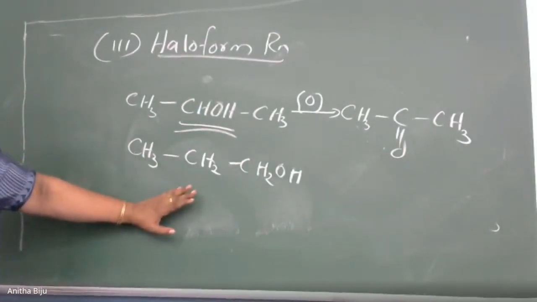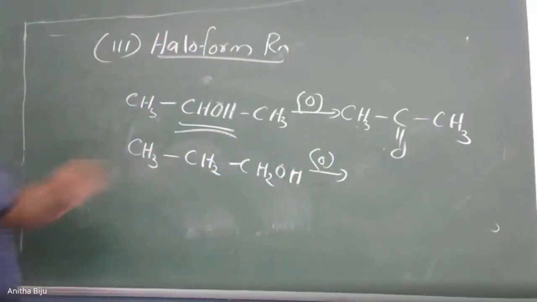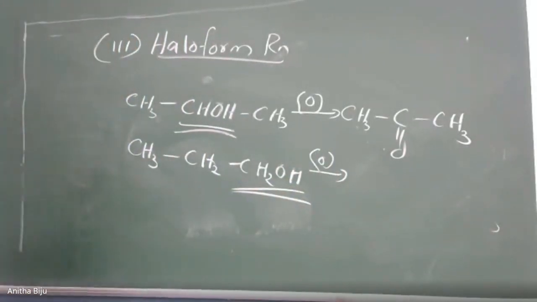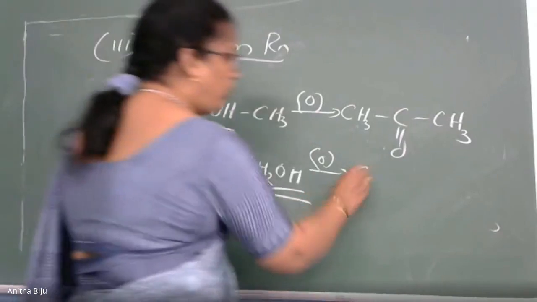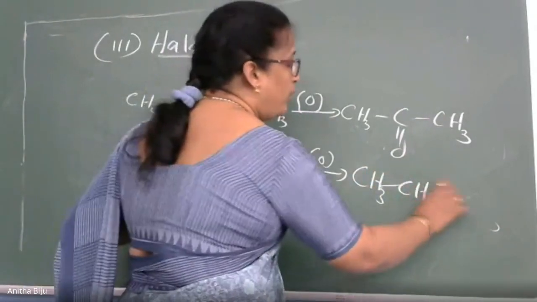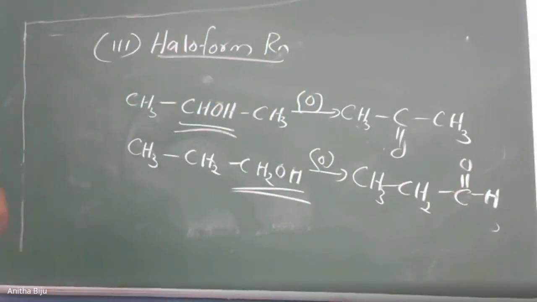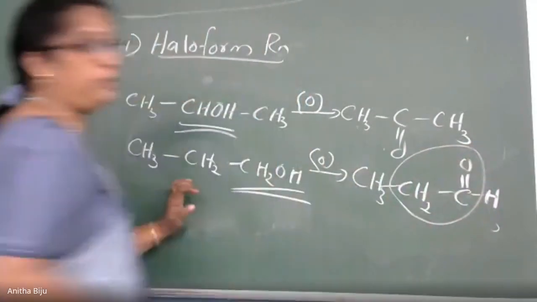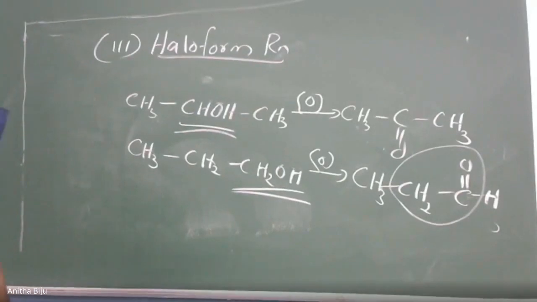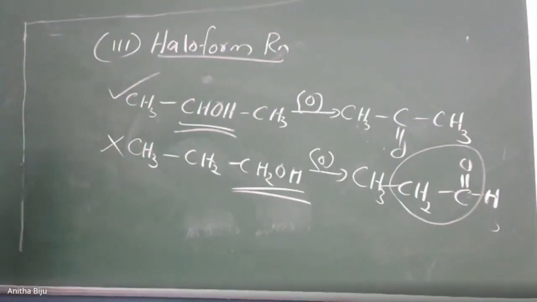Come to propan-1-ol. What about its oxidation product? Look at this primary alcohol. A primary alcohol on oxidation gives an aldehyde. So we have the product CH3CH2CHO, propanal. But it does not contain any keto-methyl group. Look, this group it has is not a methyl group, it is a methylene group. Got it? So this is not eligible for the test, but the other is eligible for the test.